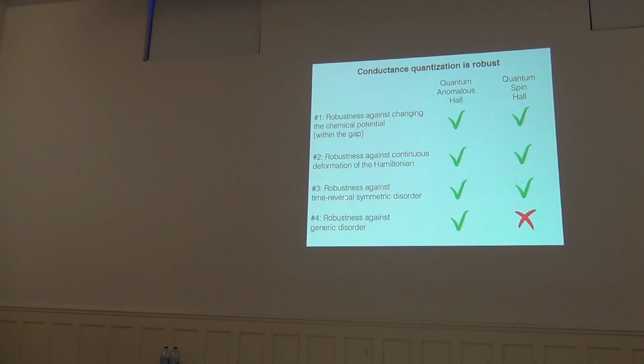These edge states, the conductance quantization, is robust against time reversal symmetry disorder, and also against generic disorder, as long as that's elastic. And the difference in quantum spin Hall is that this conductance quantization is not robust against generic disorder. As I said, if you have, for example, magnetic impurities, then they will break down this conductance quantization.